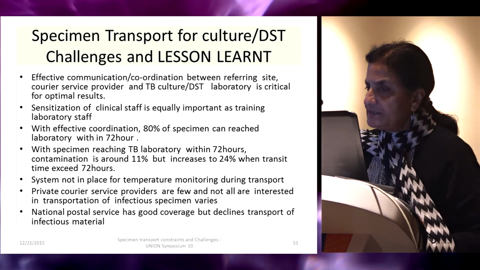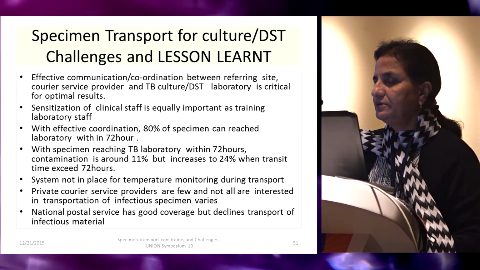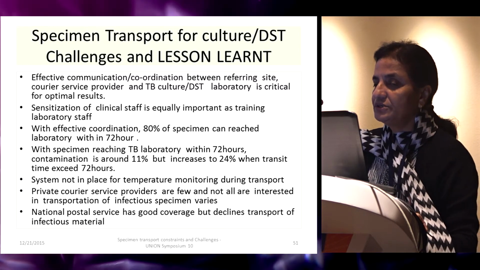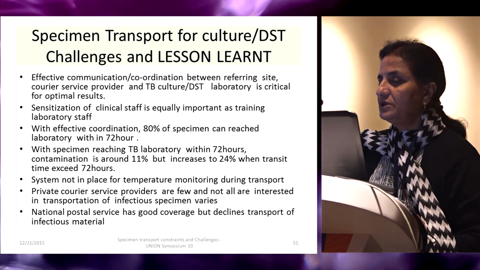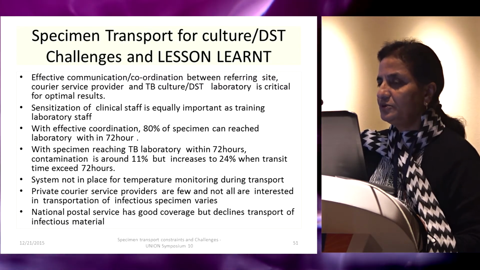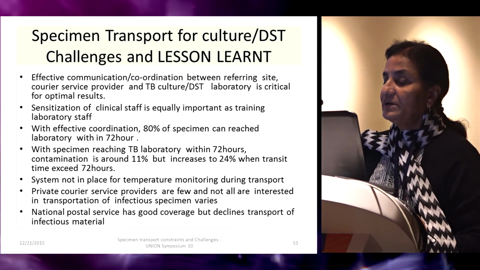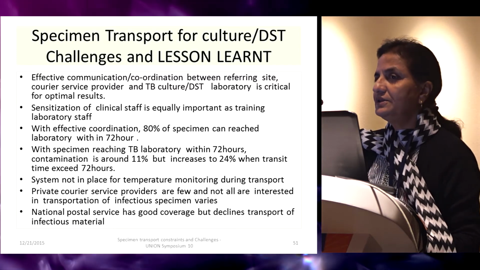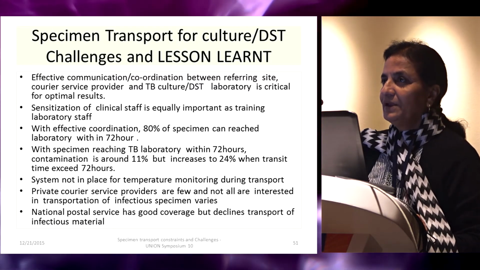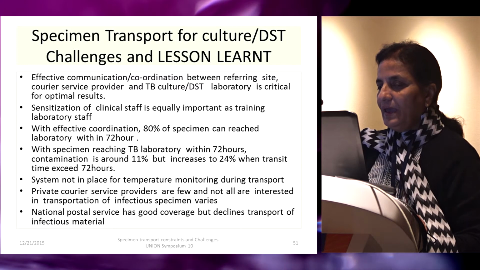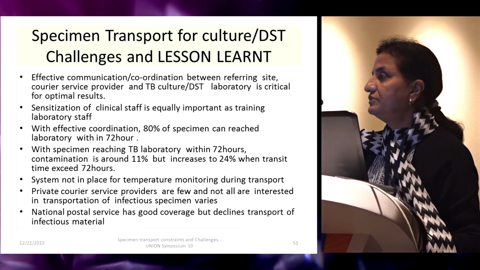So what are the challenges and lessons learned for specimen transportation with regard to culture and DST? You need very effective communication and coordination between the referring sites, the courier service provider, and the TB culture and DST laboratory; without this, it will not be possible to have good results. Sensitization of the clinical staff is equally important as training of the laboratory staff. Otherwise, the clinical staff will collect the specimen and keep it in the ward or hospital before transferring it to the laboratory. We saw that with effective coordination, 80% of the specimens can reach the laboratory within 72 hours.